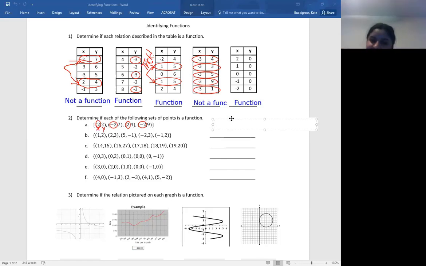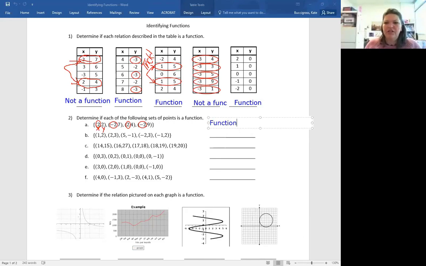Not a function. Look at those little cheating 2's. I got the same x here, 2 and 2, saying 2 different numbers, 2 and 4. Same thing there, -2's cheating too. Okay, so again, let's do one more like that.